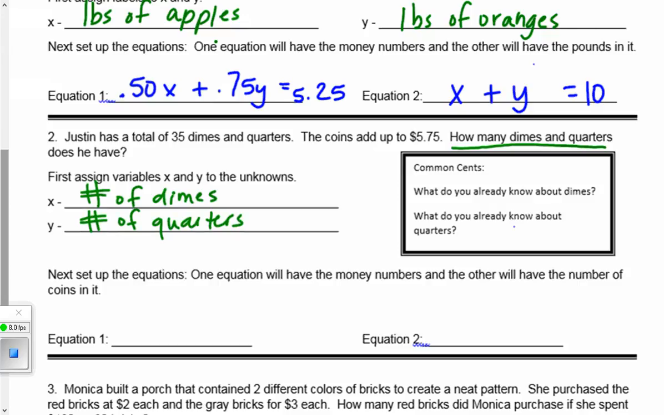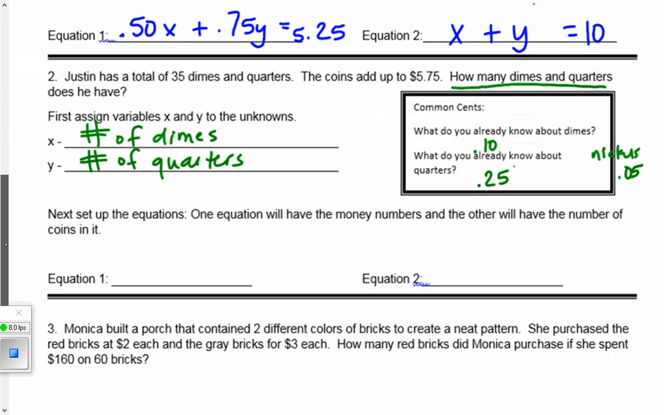Okay. Before we write the equation, let's come over here to this little box. What do we know about dimes? They're worth 10 cents each, 0.10. Quarters, 0.25. Just for kicks, nickels, 0.05. Right? Just throwing that out there. Okay. Now we're going to set up our equations.